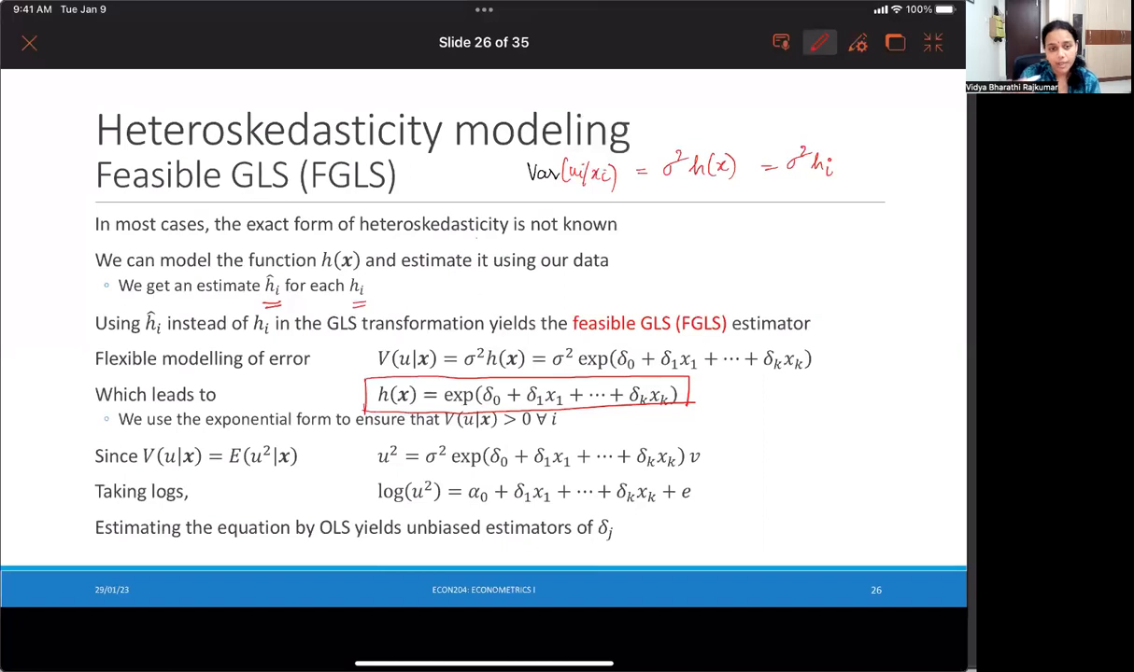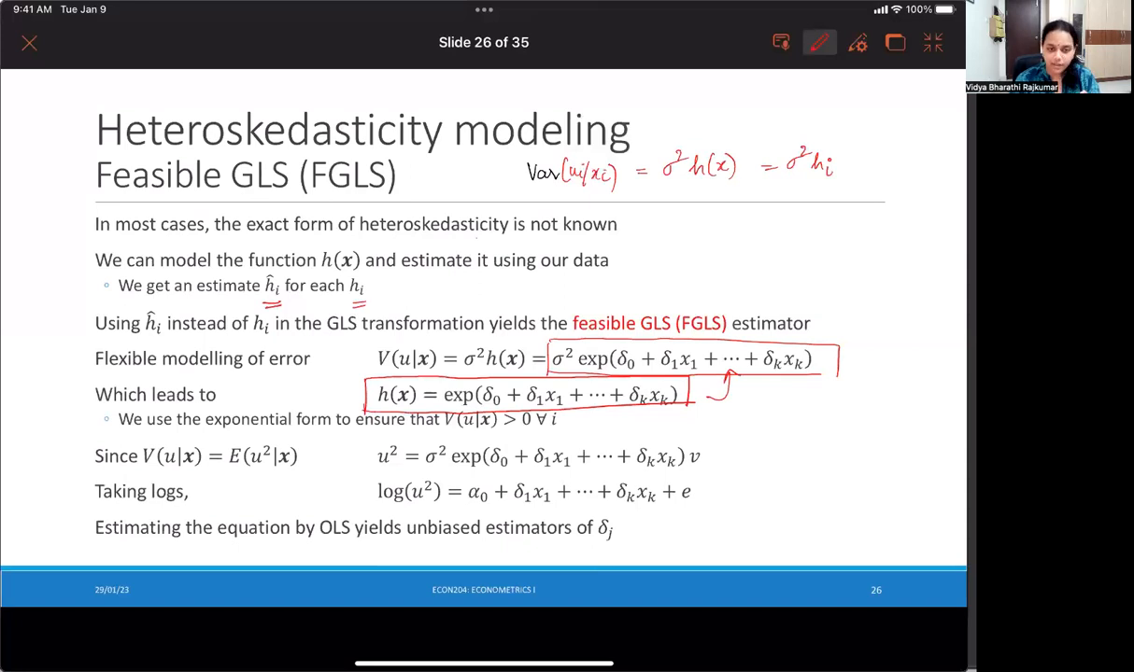And so if I plug that into my variance expression, I get the variance of u given x is sigma square times e to the power of a linear term in all your x variables. Now we're taking this particular exponential form for h of x because that way h of x is positive, and therefore variance of u given x is also always positive. So now we're going to figure out how to get this h of x from our data set. We're going to estimate this h of x from our sample, and that's how we're going to be able to come up with an expression for heteroscedasticity itself. So how do we estimate this h of x?